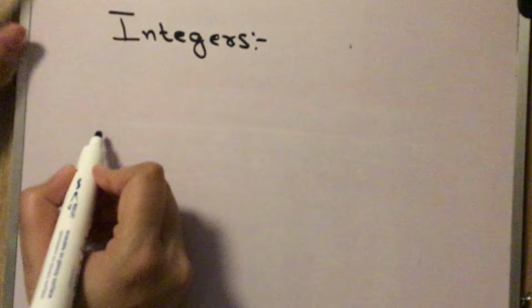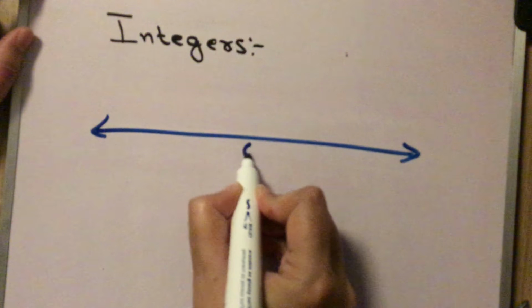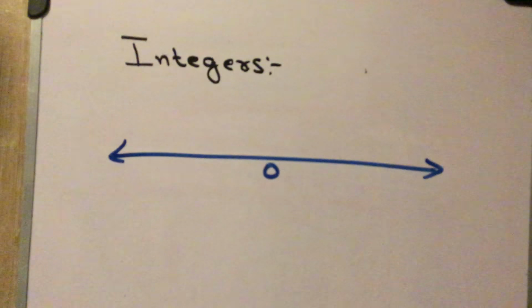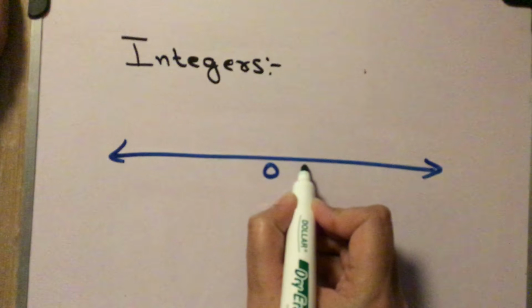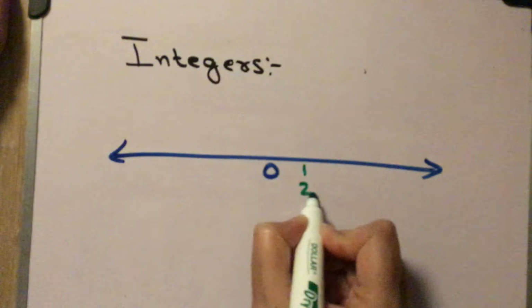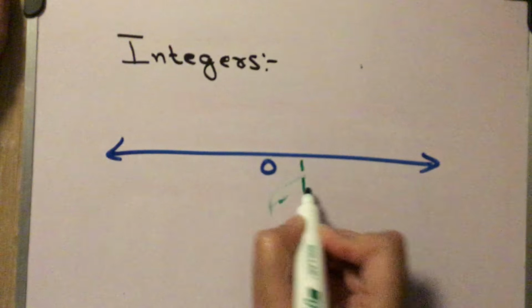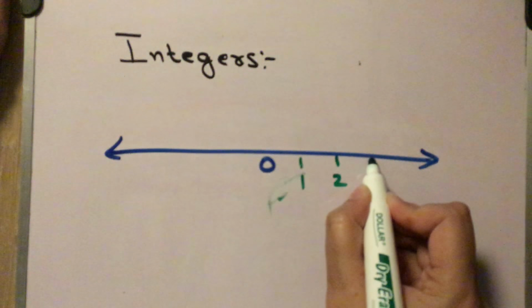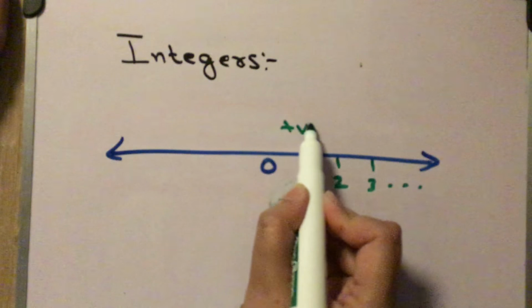If we draw a number line with a 0 at its center, the numbers appearing on the right side of the 0 we call positive integers. For example, 1, 2, 3 and so on. So these are positive integers.